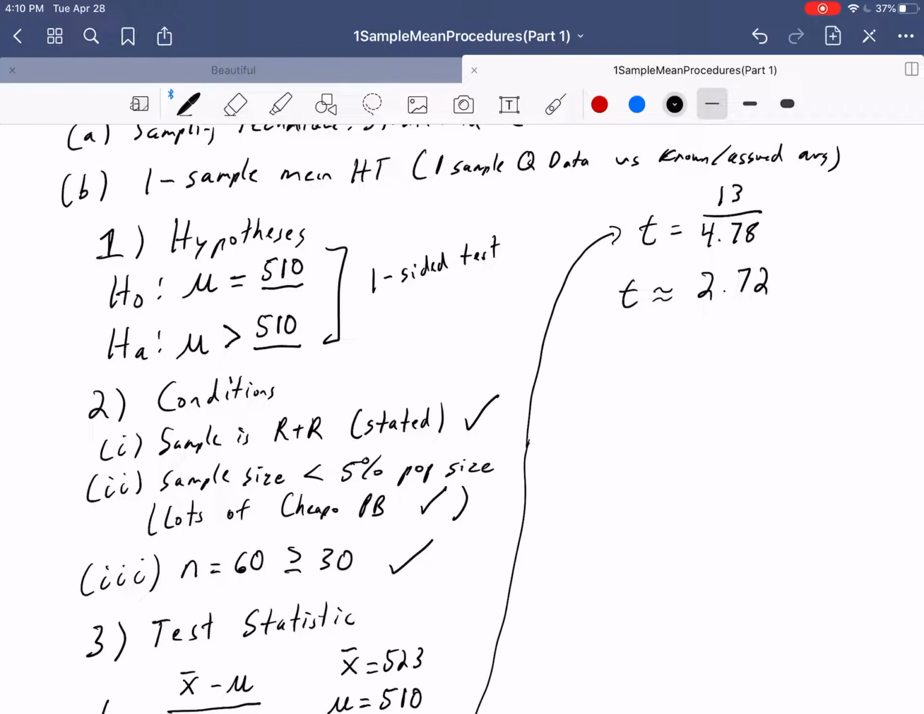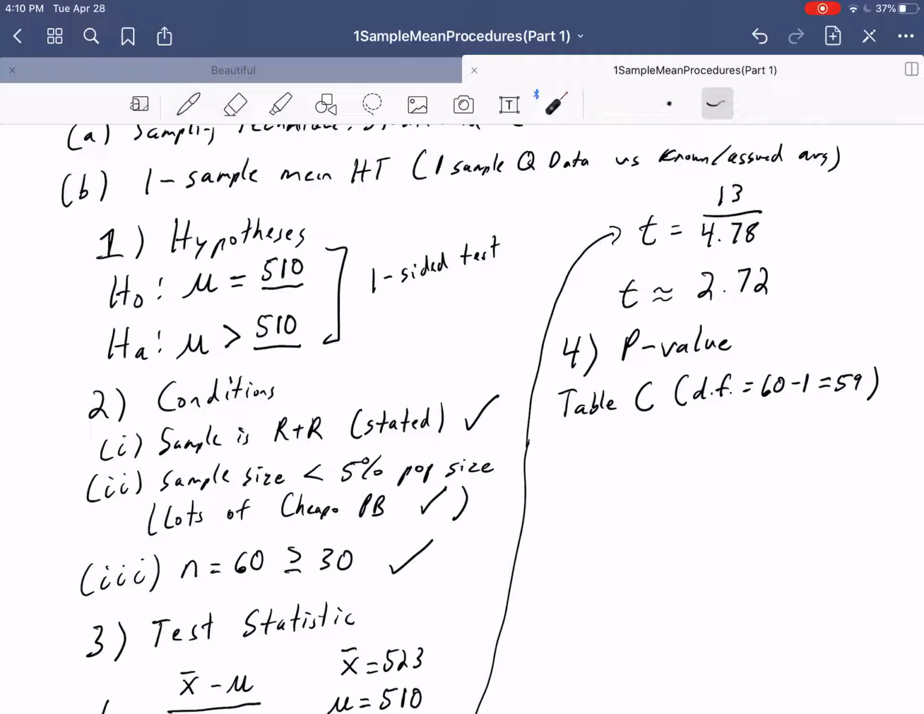Now we're ready to translate that into a p-value. So step 4, we'll talk about the p-value. So we're going to be using table C, and we'll jump to that in just a second. But before we do that, we will need to use our degrees of freedom. Degrees of freedom is always n minus 1. In this case, n is 60. So the degrees of freedom here is 60 minus 1 equals 59. Also keep in mind when we go to use table C, you'll need to remember, is it a one-sided or two-sided test?